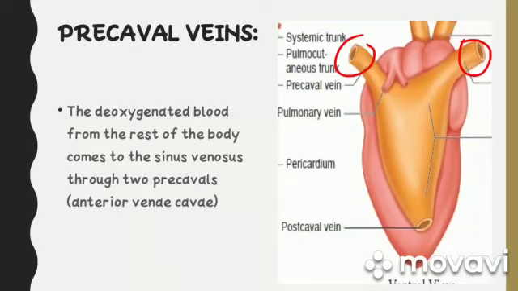Then we have precaval veins which are encircled in the given diagram. The deoxygenated blood from head and forelimbs is collected through several veins which join together to form one major precaval vein on each side. Each side means left side and right side.